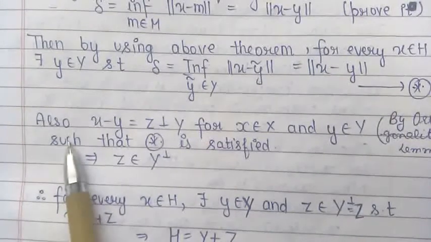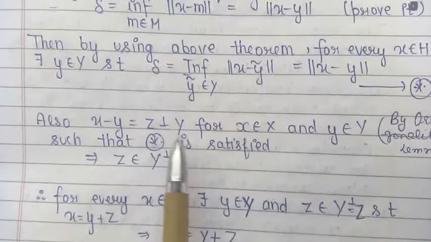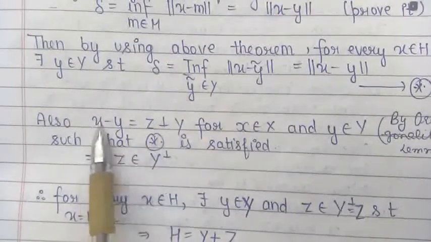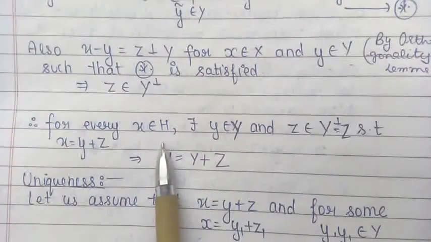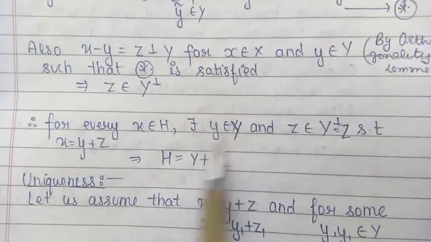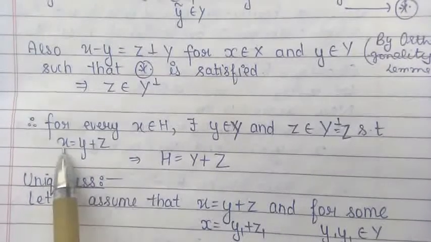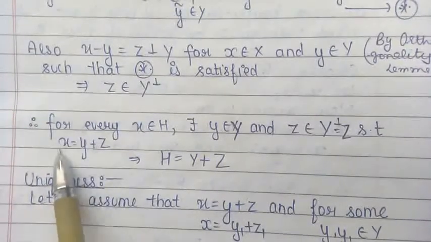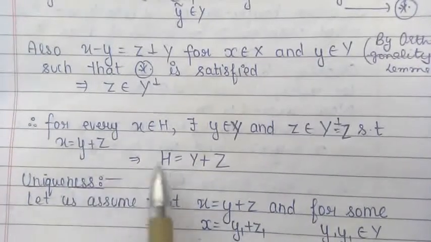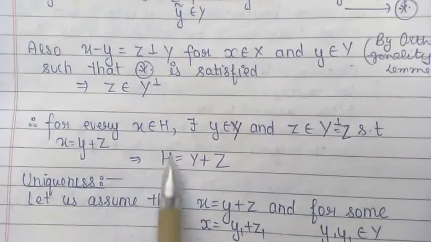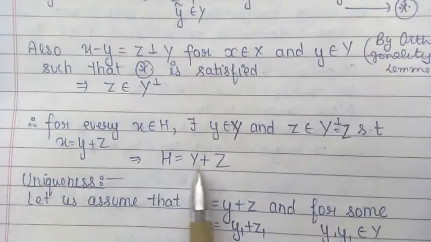Also by the orthogonality lemma, this x minus y, which we have denoted by z, is orthogonal to the subspace Y. So from here, because x minus y is z, we get x = y + z. This representation is unique because y and z are unique here. So we have written the element x = y + z. We have represented the elements of H in the form of a sum of elements of subspaces Y and Z. So H = Y + Z.